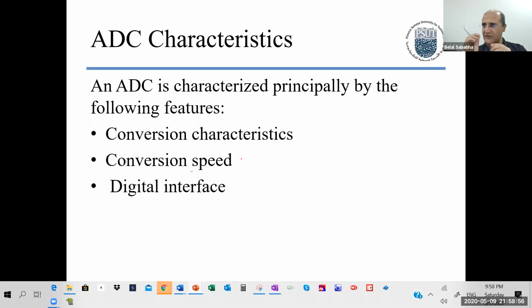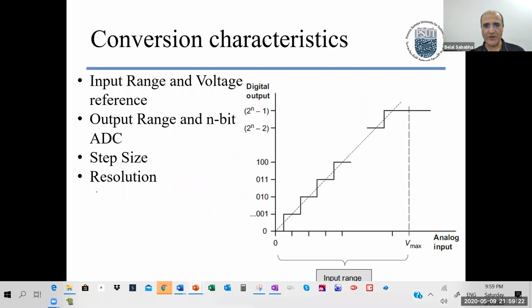Is it a 10-bit A to D? Is it an 8-bit A to D? Is it a 12-bit A to D? Because this converts into 4.8 millivolts, or 19.5 millivolts. If it's 12-bit, we're talking about more precision. Besides speed, there are step size or resolution, and the interfaces. Okay, so we're going to talk about these.